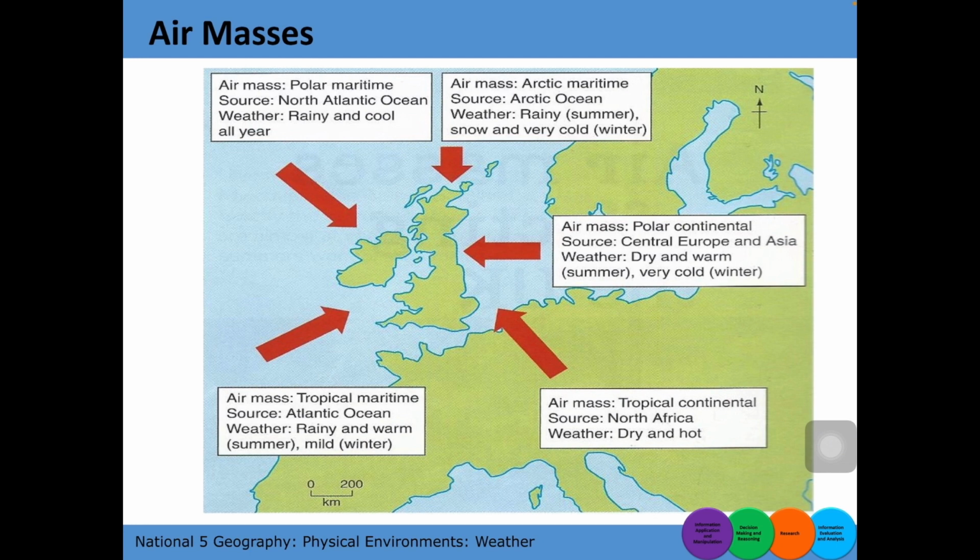Now, it's important to know where your air mass is coming from and what weather conditions will likely come with it. It's also important to know the names of your air masses, as these questions have been asked before, to simply label the diagram, and they'll have some of the air masses omitted. You just need to give the name.